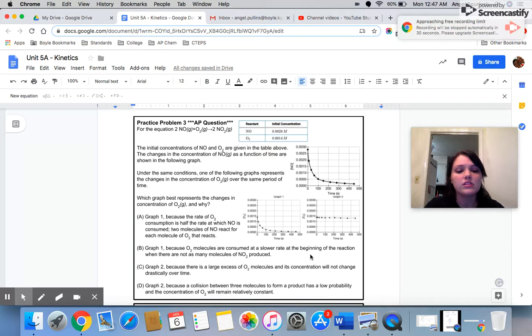Finally, D says graph 2 because collisions between 3 molecules to form a product has a low probability and the concentration of O2 will remain relatively constant. Well, while they're correct about 3 molecules having a low probability, their last part about the concentration of O2 remaining constant still doesn't make any sense. So our best option here is going to be A.